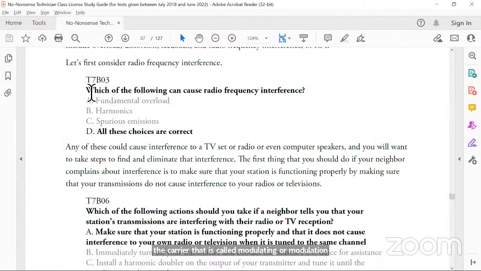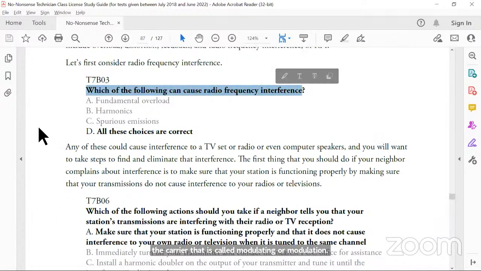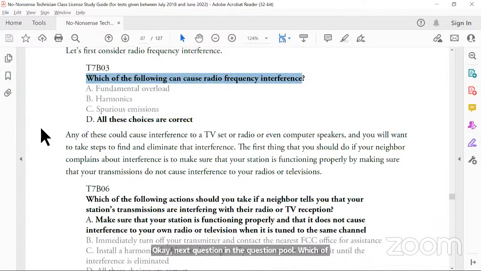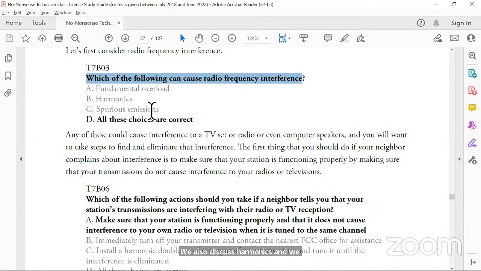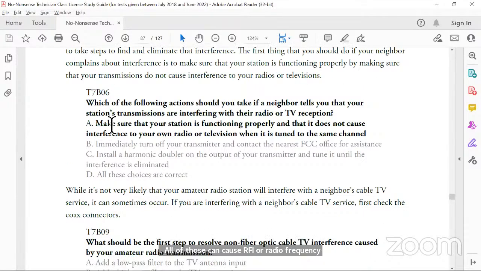Okay. Next question in the question pool. Which of the following can cause radio frequency interference? So we went through those points. We defined a bit what they were, and all of the points here are correct. Fundamental overload. We also discussed harmonics and we discussed spurious emissions. All of those can cause RFI or radio frequency interference. So therefore, all these choices are correct.